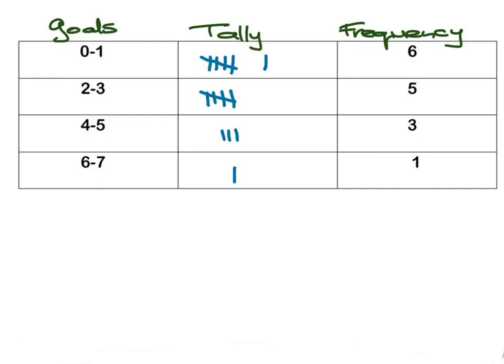Here is our frequency table, and these would be the goals that were scored, and that is what we're going to be plotting on our histogram. And you can see in this range here, there were 6 goals scored, and in that range, 5, and so on. So this is what we're going to be putting onto the histogram.